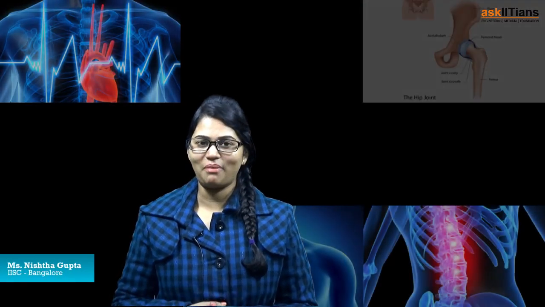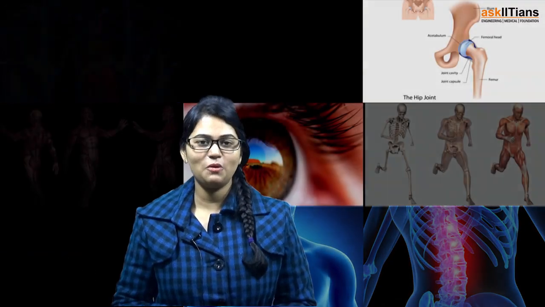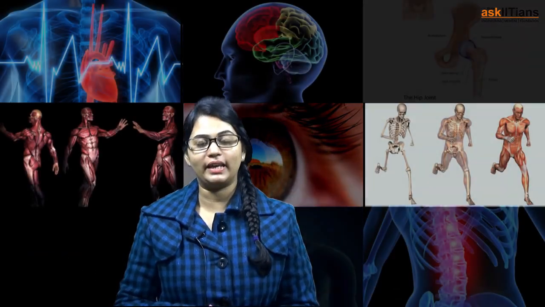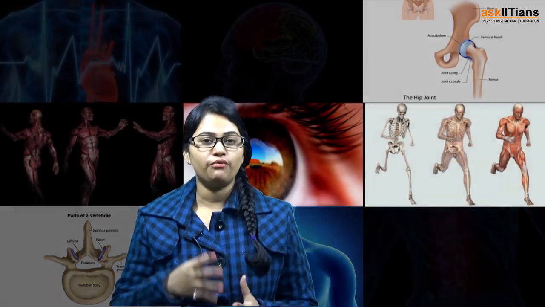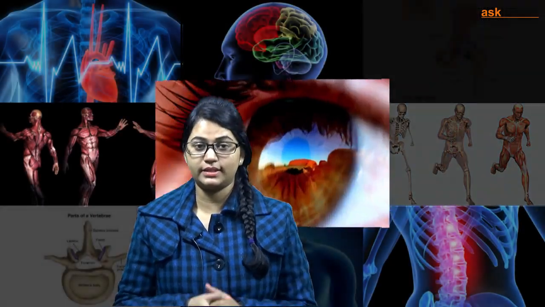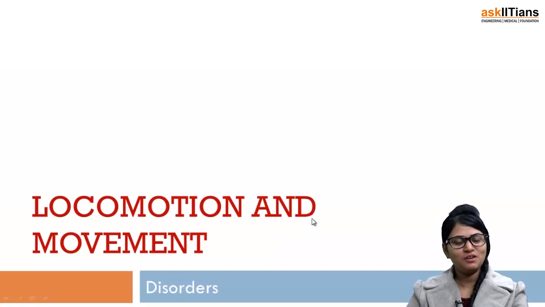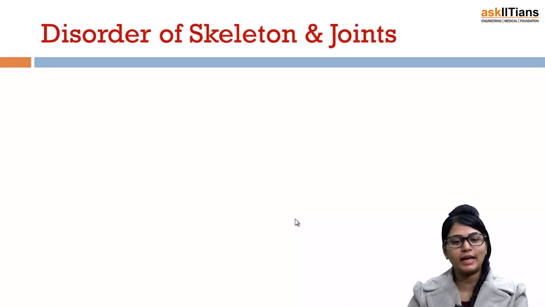To the 11th part on the chapter Locomotion and Movement. In this part, we will be understanding various types of disorders that are found in bones and joints. So just have a look into these disorders. Locomotion and movement. Now we are going to take a few disorders of bones and skeletons, of joints and skeletons.